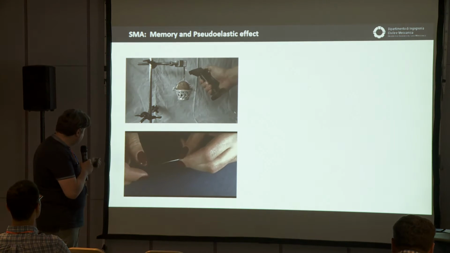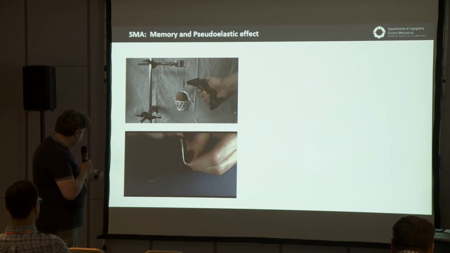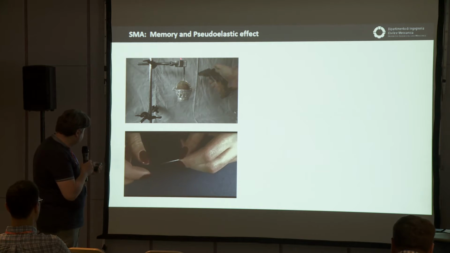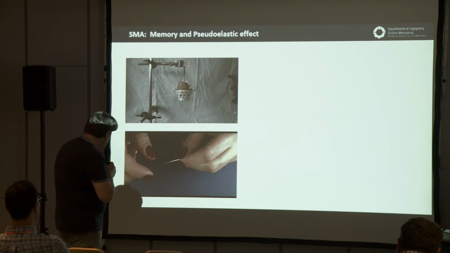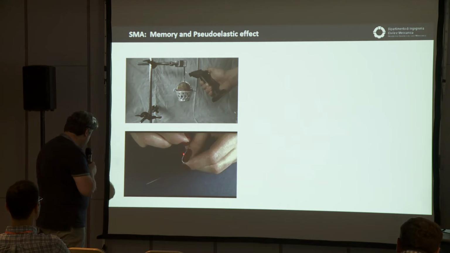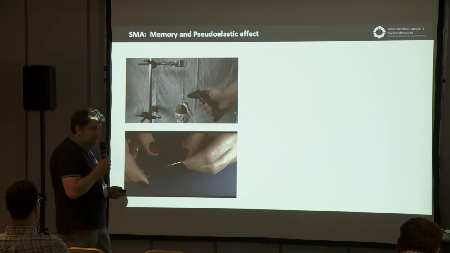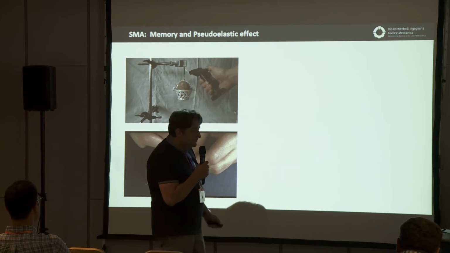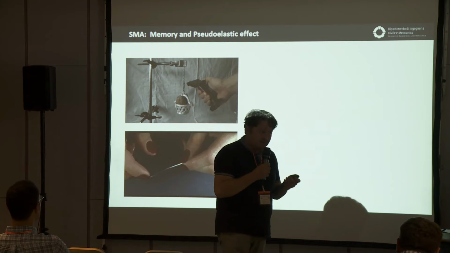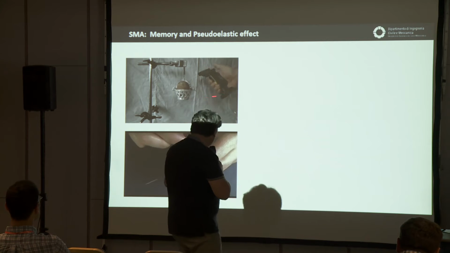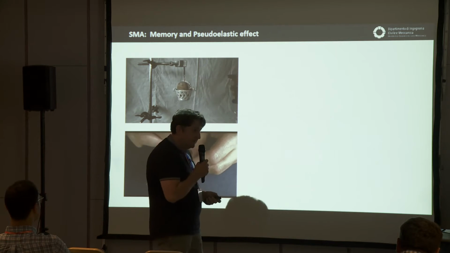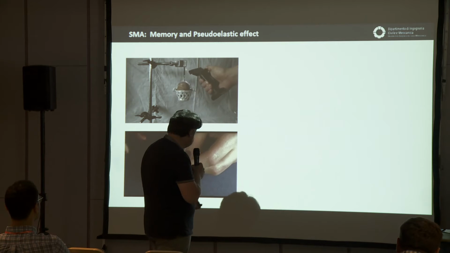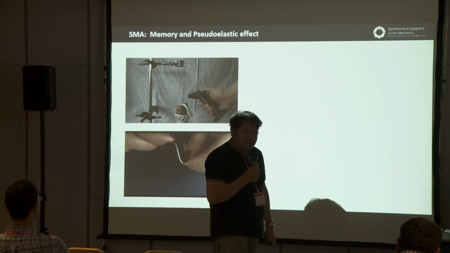The first one is the traditional one, where the initial shape is recovered by heating the material. And the second one recovers the initial shape without any heating. This is due to the critical temperature. In the first case, it is a temperature higher than the environment one. In the second case, it's lower than the environment one.